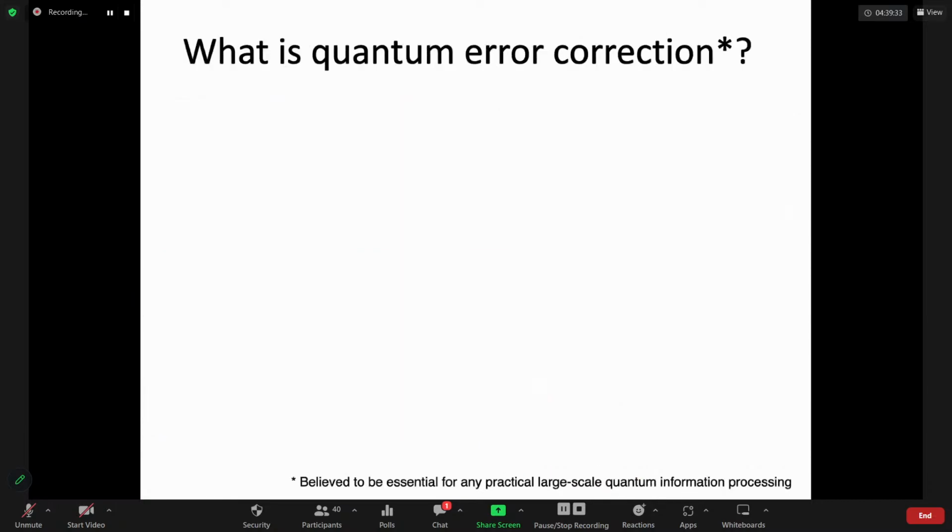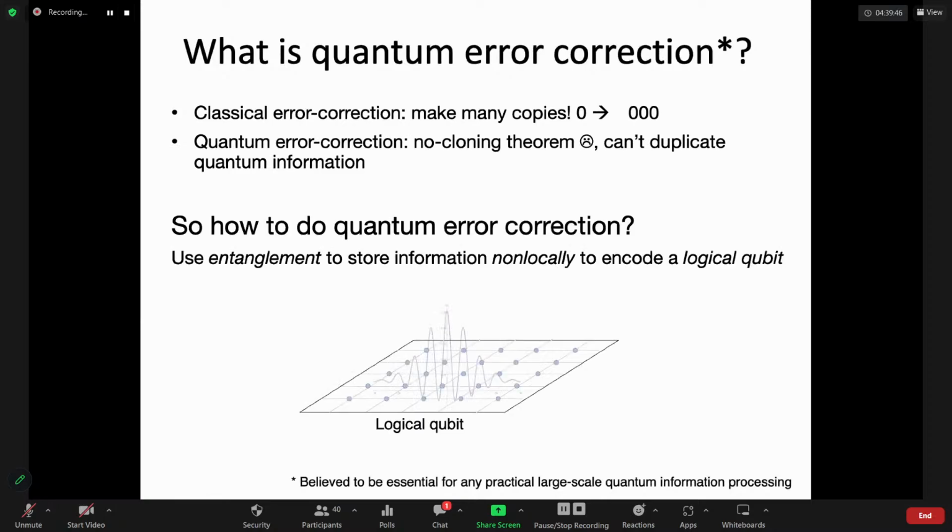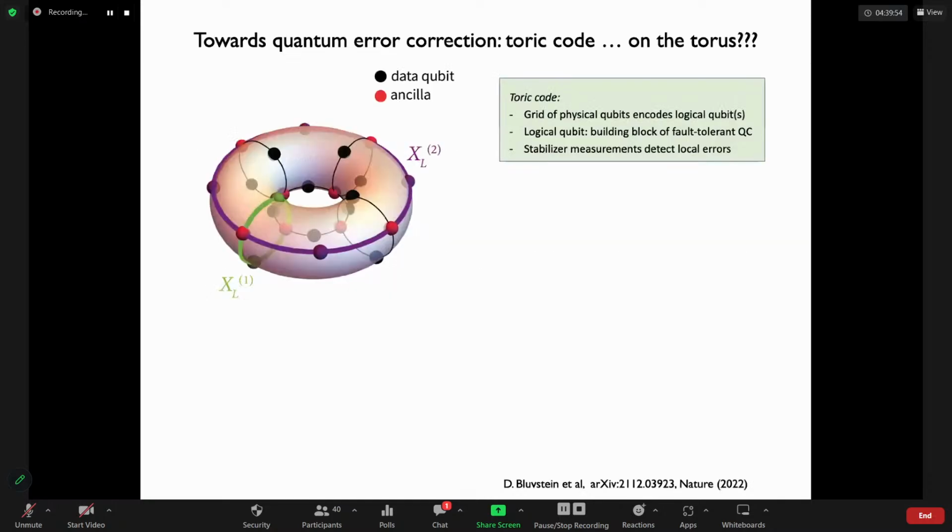So what is quantum error correction? The basic idea is to use redundancy to encode, to improve protection. Of course, in quantum mechanics, you have the no-cloning theorem. You cannot duplicate the information. So instead, what you do is take the physical qubit and delocalize it, use entanglement to store the information non-locally.